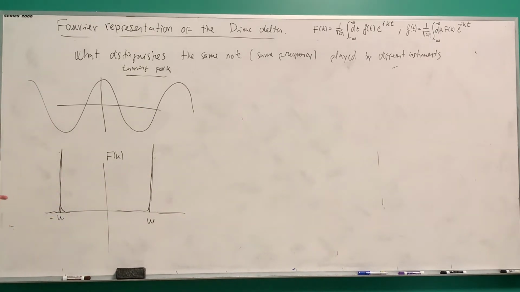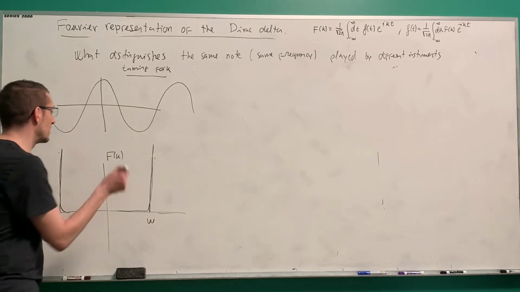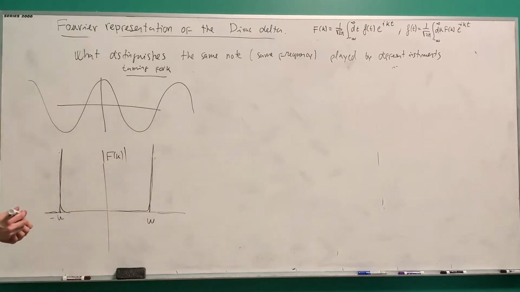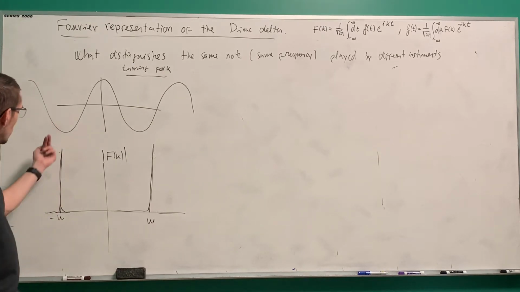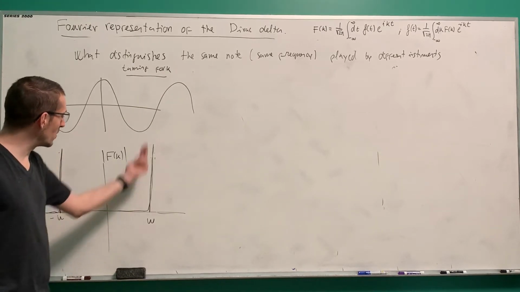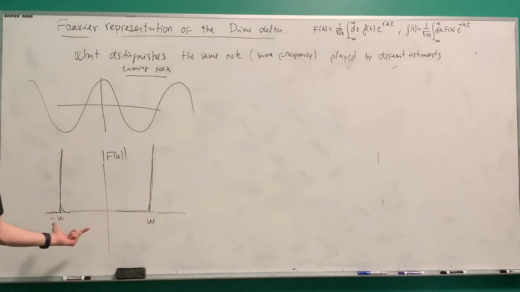Plot the frequency spectrum, and usually the modulus of the frequency spectrum, which is what you can measure most of the time. The frequency spectrum would be going up, and then zero, and then going up only at the frequency of the tuning fork, whatever you want to call it.